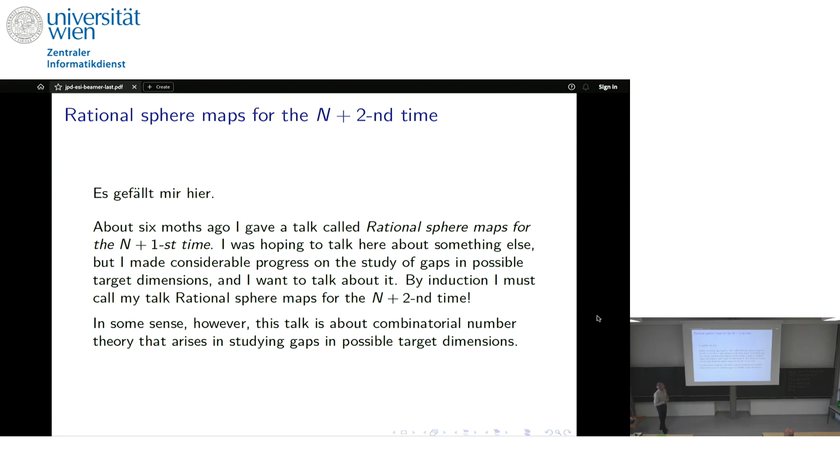So let me say, about 6 months ago, I gave a talk called Rational Sphere Maps for the n+1st time. As many of you have realized, a lot of my work years ago was on stuff that you care about. Now my work's on stuff that only a handful of you care about. So I felt I'd spoken about it too much, and I was going to give a completely different talk. But then I made some progress, which I want to talk about. So by induction, I have to correct my title to make it Rational Sphere Maps for the n+2nd time.